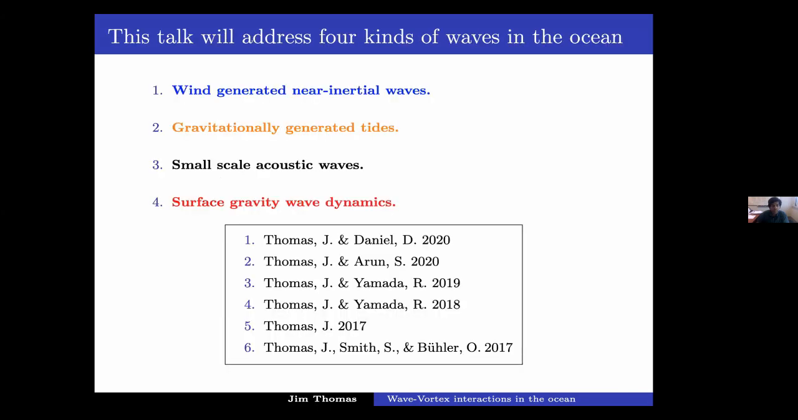We'll look at 4 different kinds of waves in the ocean. We'll look at wind-generated waves in the upper ocean. We'll look at tides. We'll then look at acoustic waves at small scales. And finally, we'll close with surface gravity waves in the ocean. This talk is based on these 6 papers of mine, looking at different kinds of waves in the ocean.